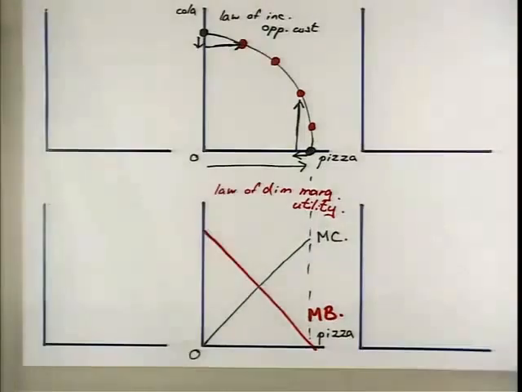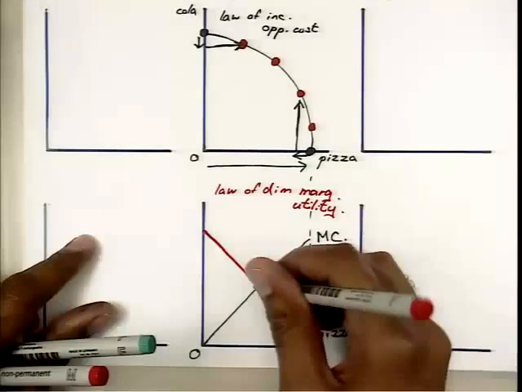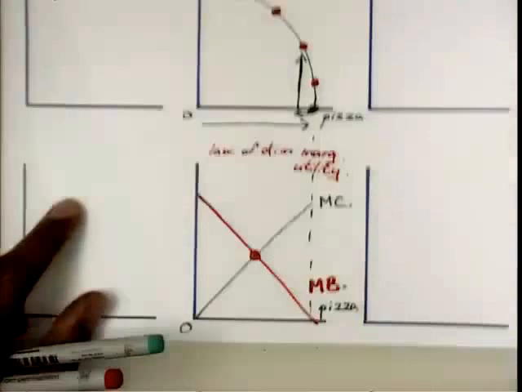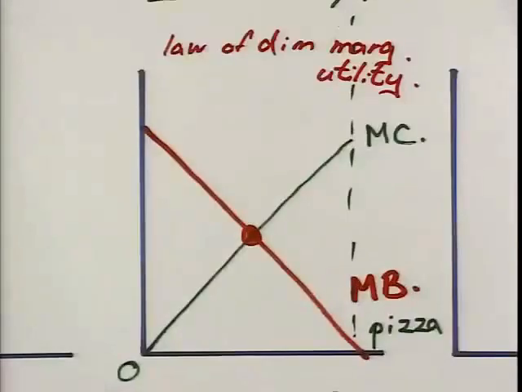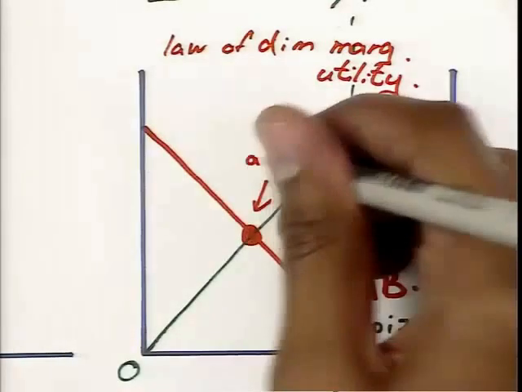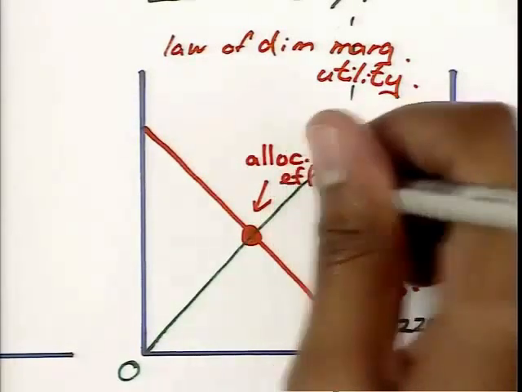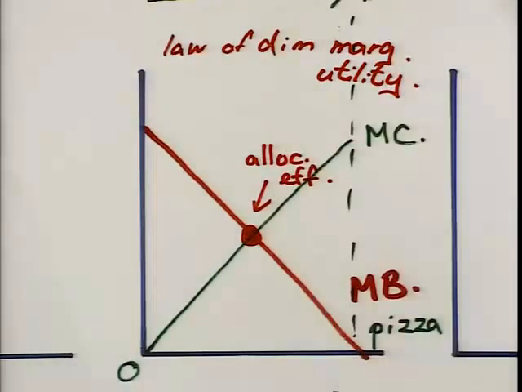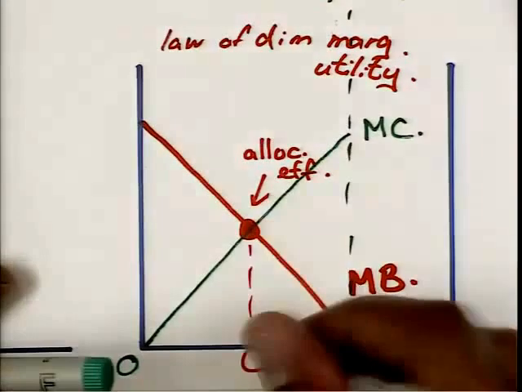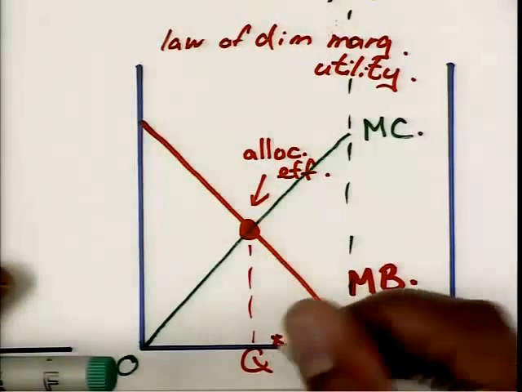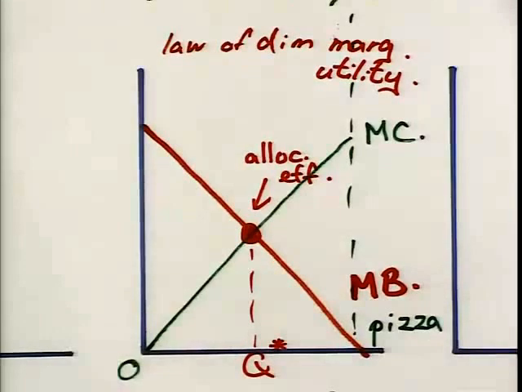So marginal cost is upward sloping, law of increasing opportunity cost. Marginal benefit is downward sloping, law of diminishing marginal utility. And where the marginal benefits and the marginal cost are equal, we call that allocative efficiency. That is the amount of pizza that is optimum for society to produce.